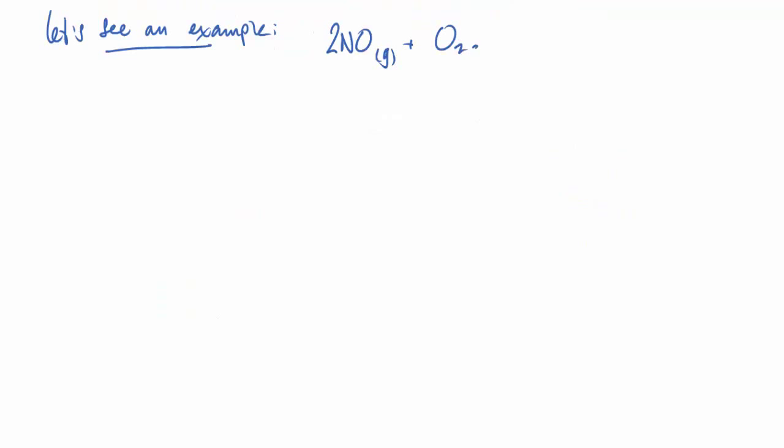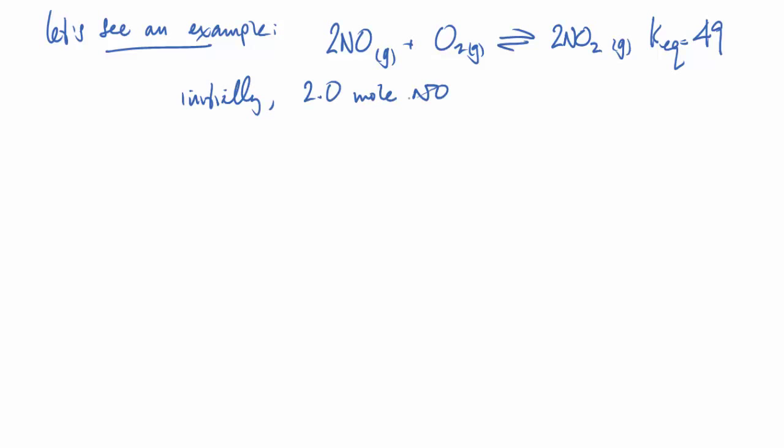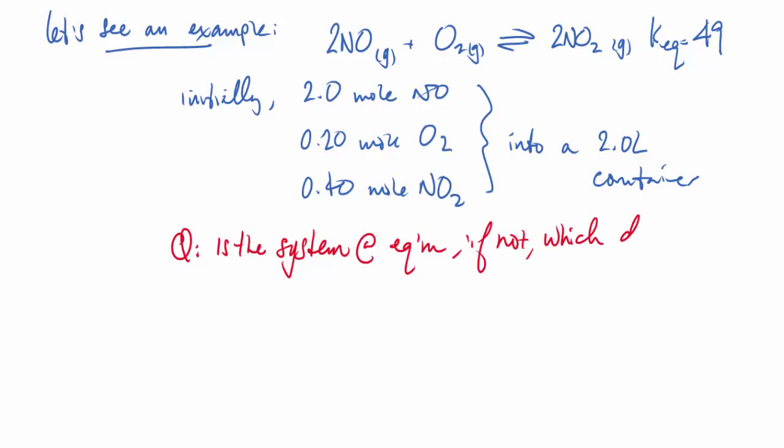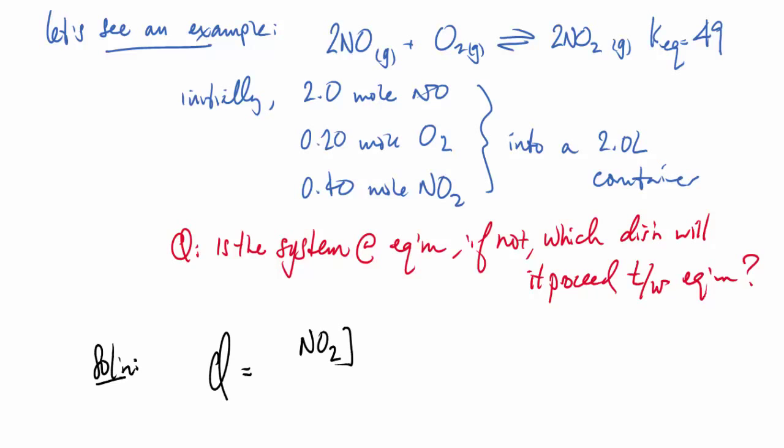Here's nitrogen monoxide and oxygen gas forming nitrogen dioxide. This has a KQ of 49 at some temperature. So in our example, we'll have just 2 moles of nitrogen monoxide, 0.2 moles of oxygen gas and 0.40 moles of nitrogen dioxide, and we'll put all these in a 2-liter container. So here's the question. Is the system at equilibrium? Did we get very lucky? And if not, which direction will it proceed to go towards equilibrium? Will it shift left or shift right?